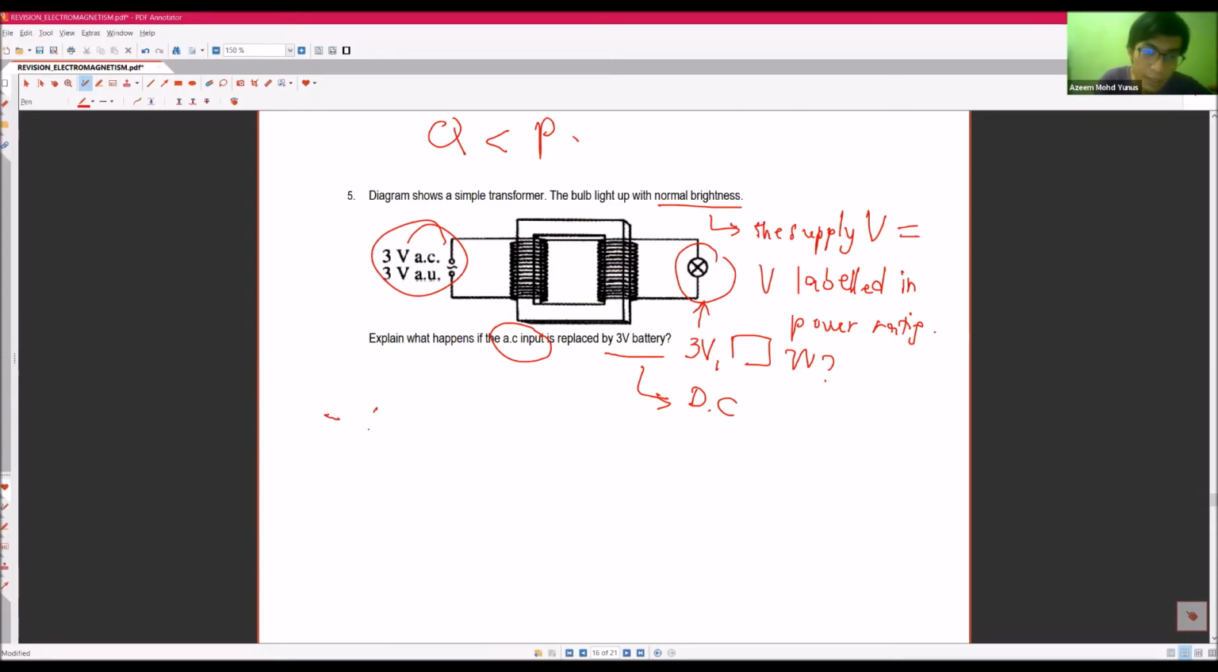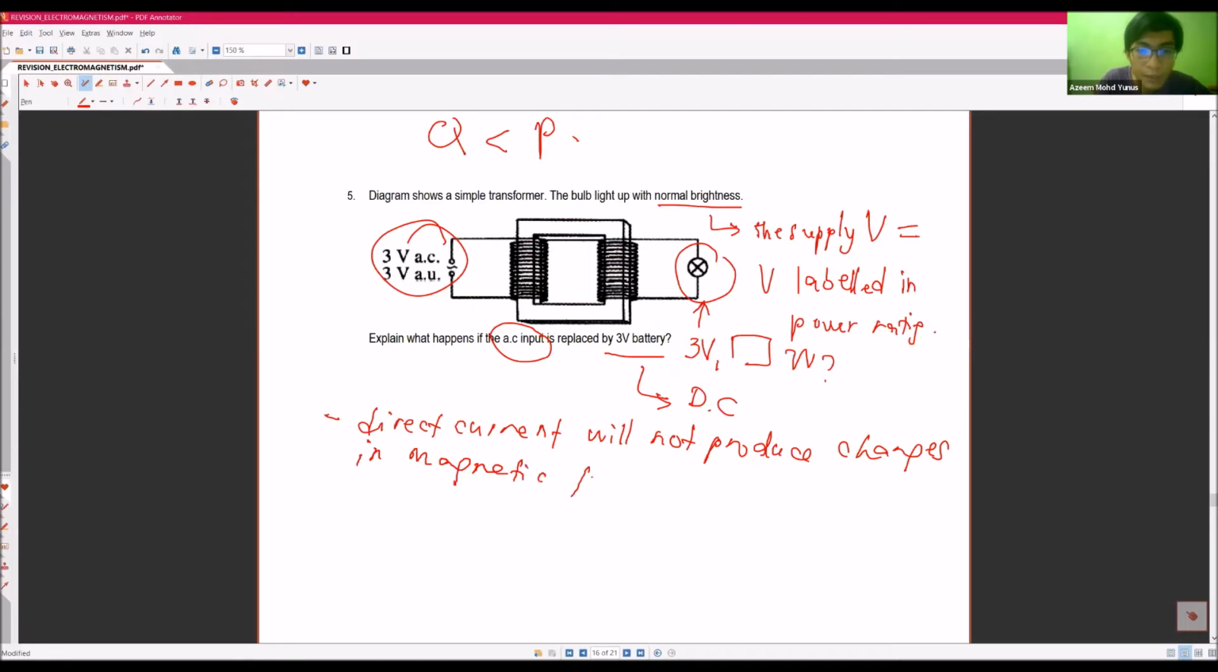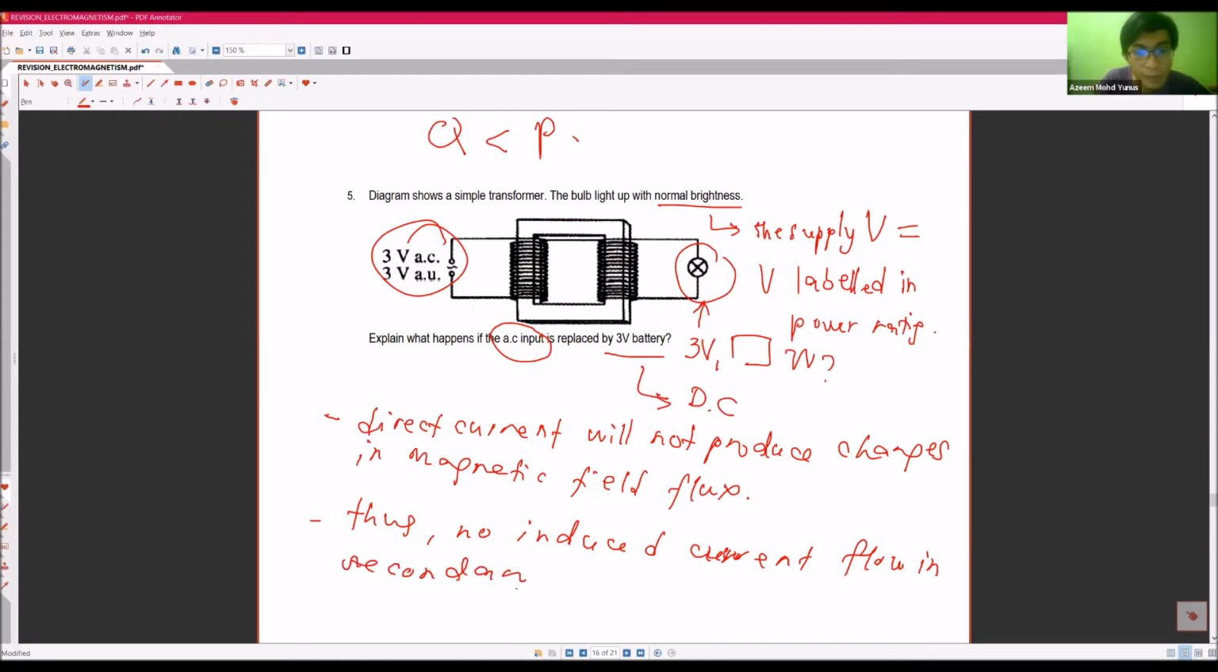So we can say that direct current will not produce changes in magnetic field flux. Thus, no induced current flows in the secondary coil. The bulb will not light up.